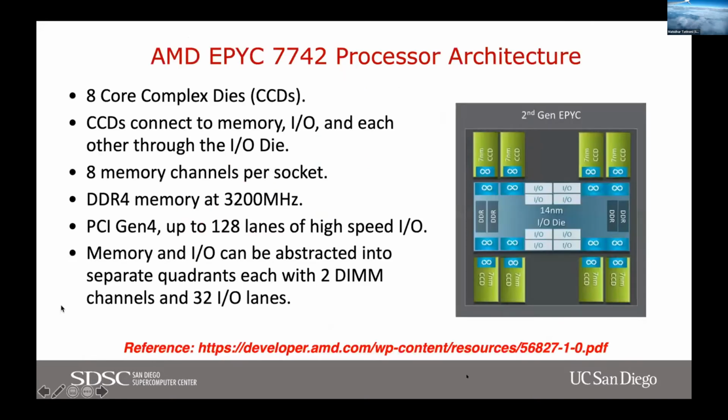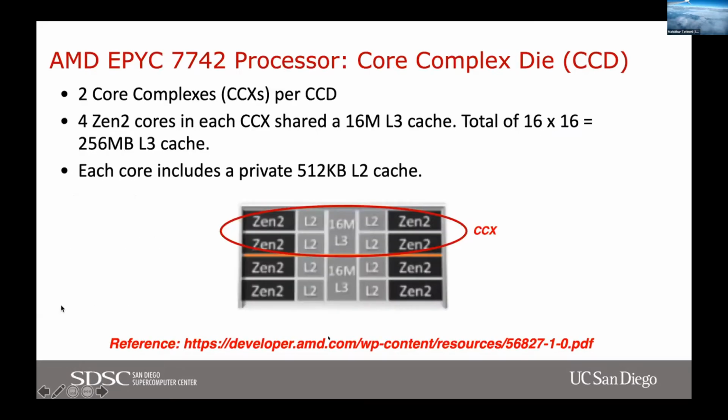So the EPYC processor itself, you've probably all seen this, but I just want to go over it a little bit again. Each chip has 8 core complex dies, and these CCDs connect to memory, IO, and each other through the IO die. And there are 8 memory channels per socket. We have DDR4 memory at 3.2 gigahertz. And these can be abstracted into separate quadrants with 2 DIMM channels and 32 IO lanes. And then in each of the CCDs, there are 2 core complexes, with 4 Zen 2 cores in each CCX, which share a 16 meg L3 cache.